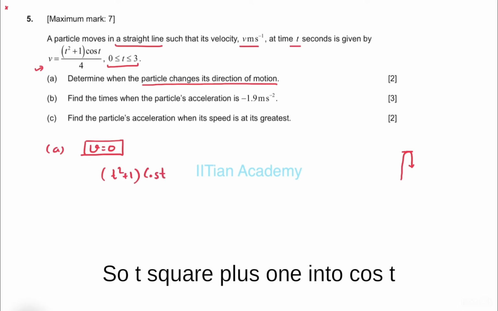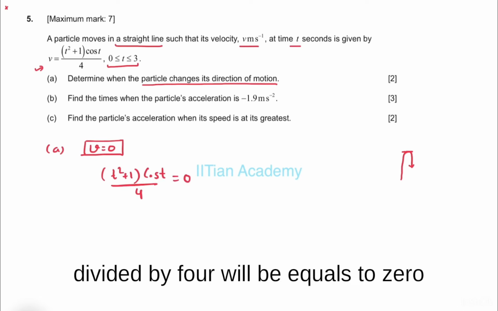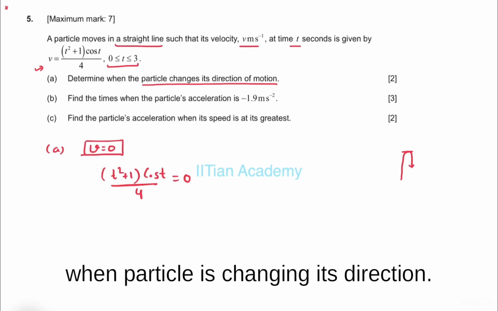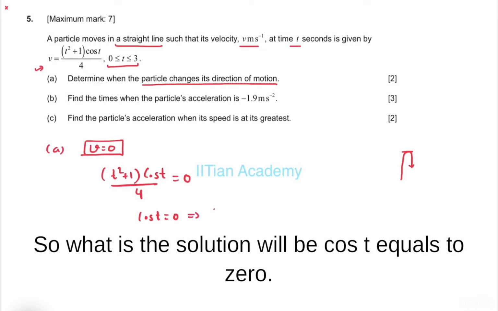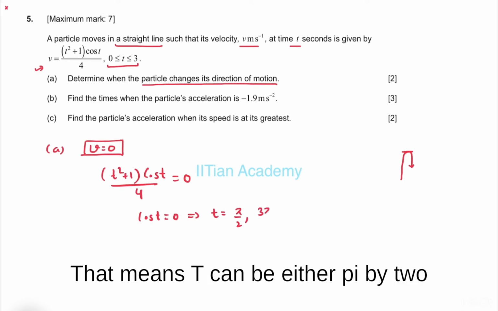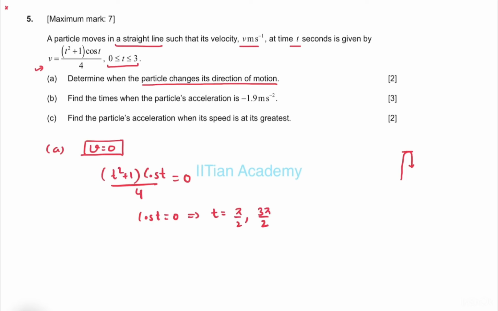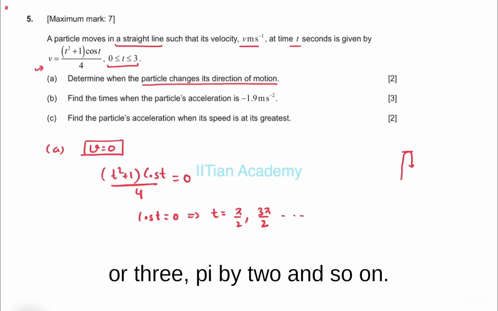So (t square plus 1) into cos t divided by 4 will be equal to 0 when the particle is changing its direction. Now t square plus 1 cannot be 0, so the solution will be cos t equals 0. That means t can be either pi by 2 or 3 pi by 2 and so on.